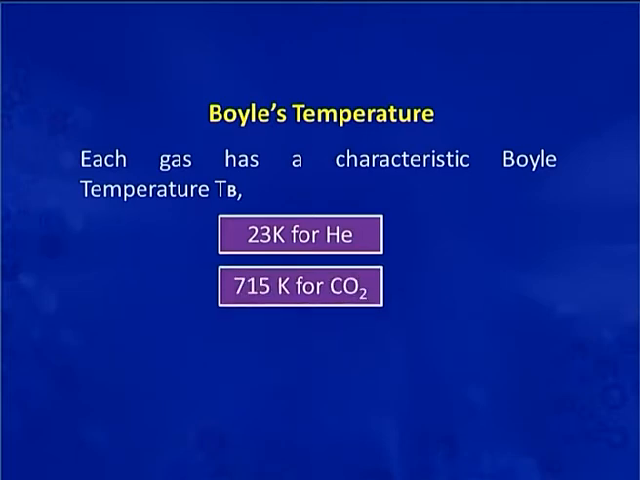For carbon dioxide, the value of Boyle's temperature is 715 Kelvin. At the Boyle temperature, the slope is 0 and the gas behaves perfectly over a wider range of conditions than at other temperatures. So, now we will derive the Boyle's temperature here.